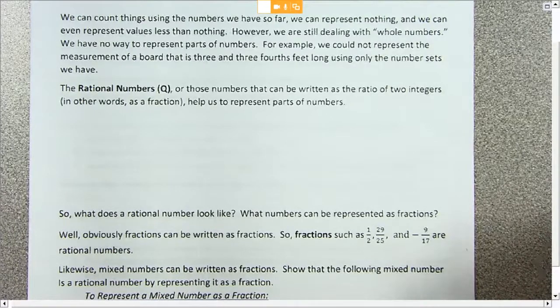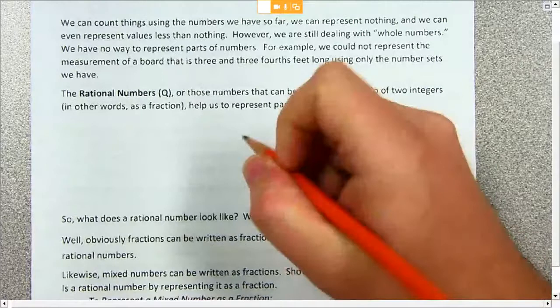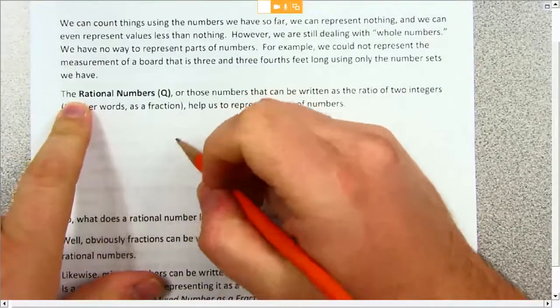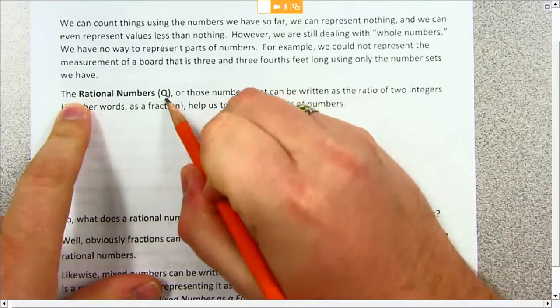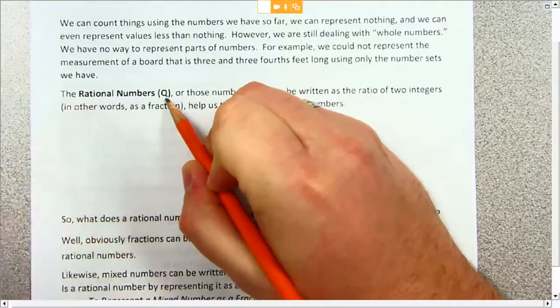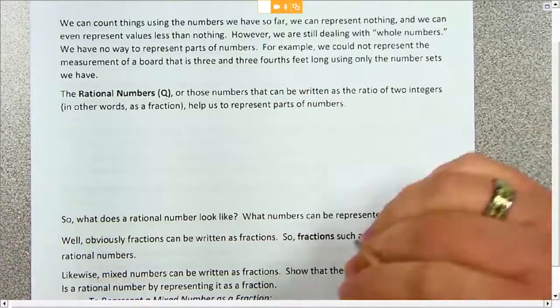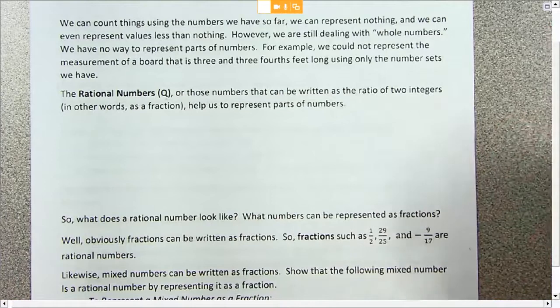So if you came in and you said, well, I ordered a pizza last night and I ate 3/8 of the pizza, well, we can't express that using the numbers that we have. So we have to introduce a set called the rational numbers. And because we talked about real numbers before rational numbers in math history, R was already taken. So Q is what we use for the rational numbers, and I'll tell you why in just a minute. Basically, the rational numbers are any number that can be written as a fraction. So any number that you can write as a fraction is a rational number, okay?